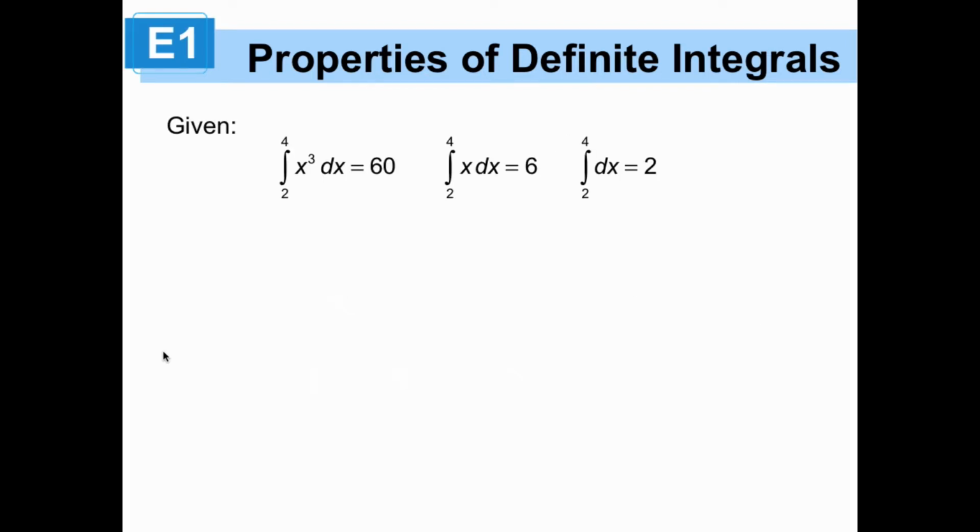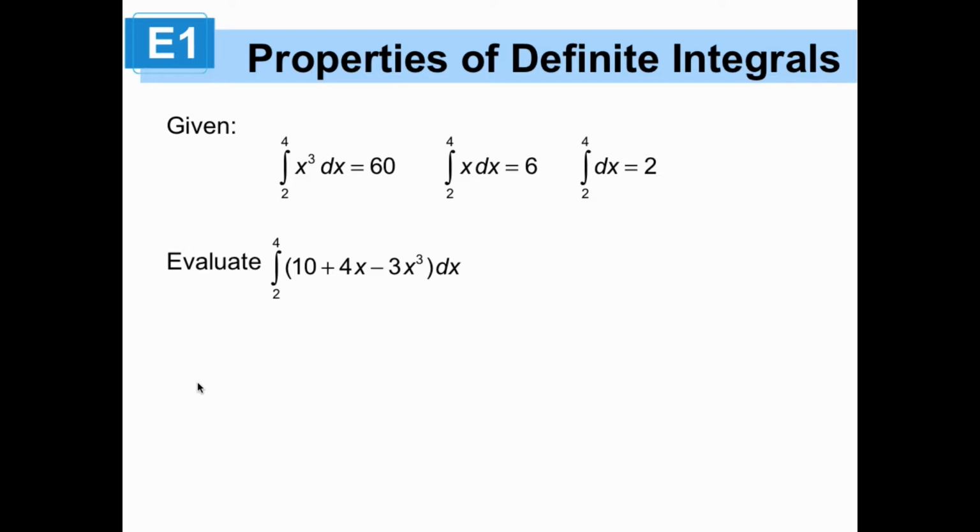Okay, so some given information. We're going to use this to solve the following problem. The integral from 4 to 2 of x cubed dx is 60. The integral from 4 to 2 of x dx is 6. And the integral of dx from 4 to 2 is 2. We don't care where those numbers came from because that's just given information. I want to use that to find this.